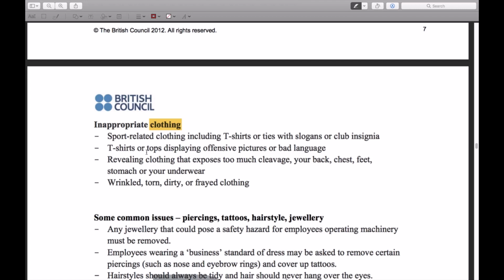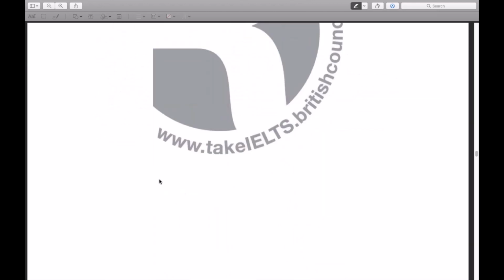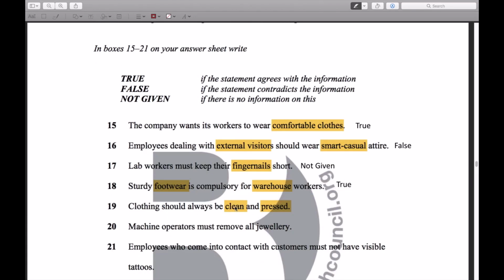T-shirts or tops displaying offensive pictures or bad language. Revealing clothing that exposes too much cleavage, your back, chest, feet, stomach, or your underwear. Wrinkled, torn, dirty, or frayed clothing. Alright, so these 4 types of clothing, wrinkled, torn, dirty, frayed, are inappropriate. Hence, clothing should always be clean and pressed. This is true, because the opposite is given, that is inappropriate. Paragraph does talk about it, so it's not given.